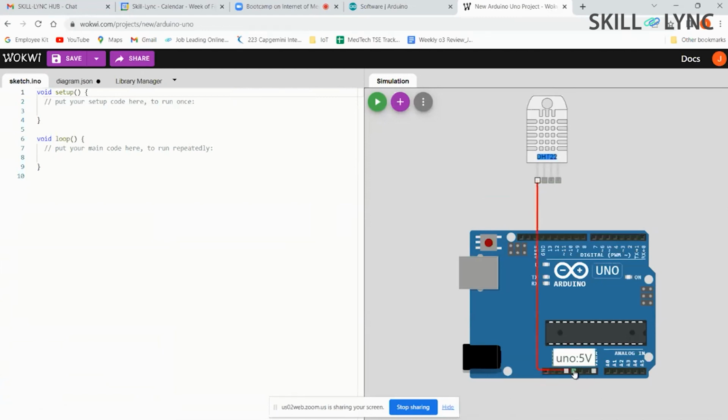Yes. So I'm giving to 5 volt. See, because I'm sharing, I'm getting some kind of lag issue.